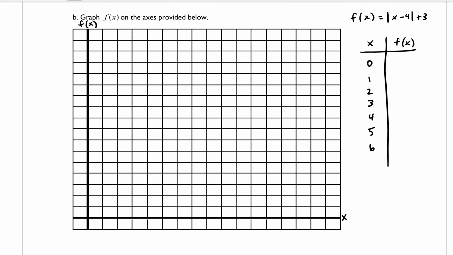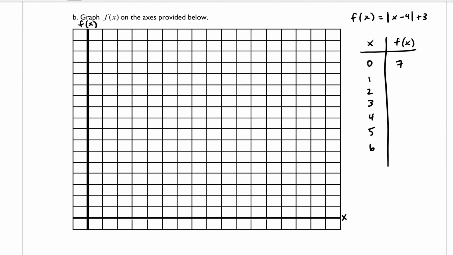So I'm going to quickly go through these. 0 minus 4 is negative 4. And then if you take the absolute value of that, that's positive 4, plus 3 is 7. Let's see, that's going to be 6, 5, 4, 3, 4, 5. Okay, so at 0 it's 7.